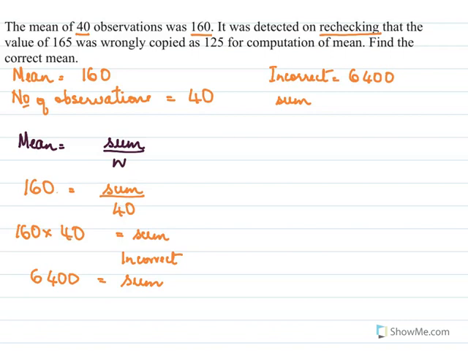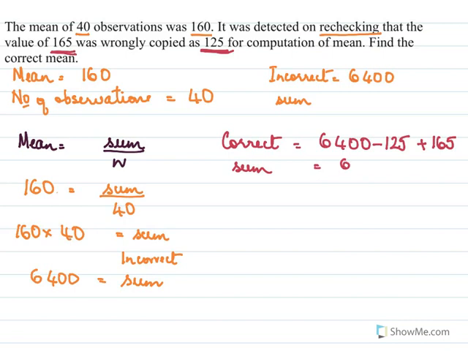So the correct sum equal to 6400. Here we will have to subtract the wrong reading and add the right reading. So it says it was detected on rechecking that 165 was wrongly copied as 125. So 165 was the right reading, it has to be added. It was copied as 125, so minus 125. This would be your correct sum. So this works out as 6440.